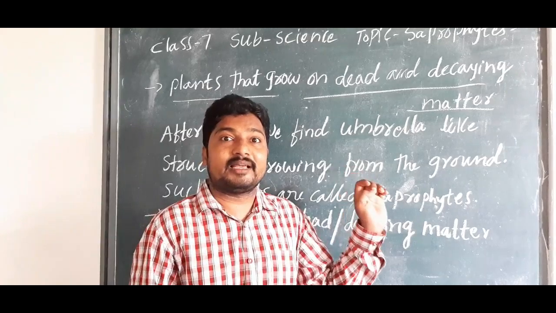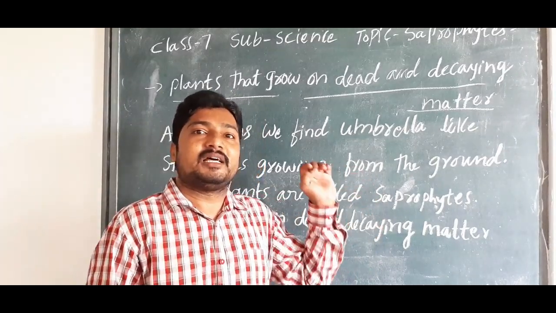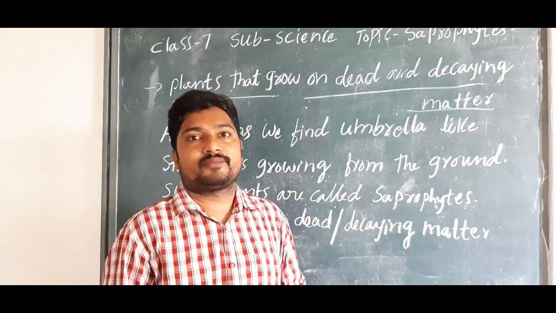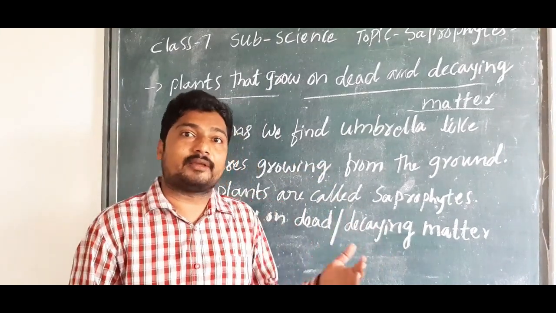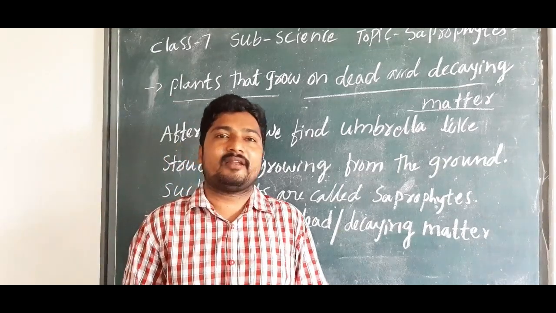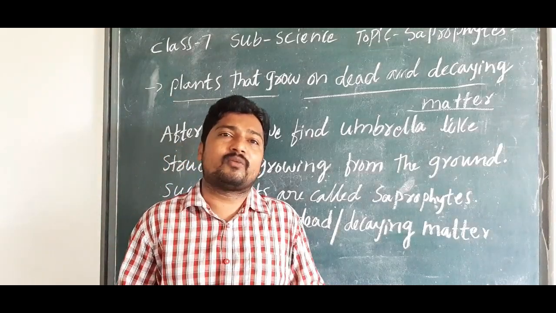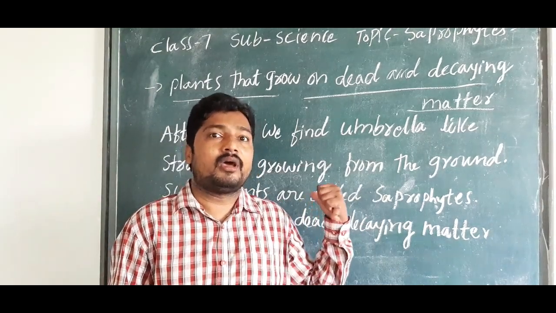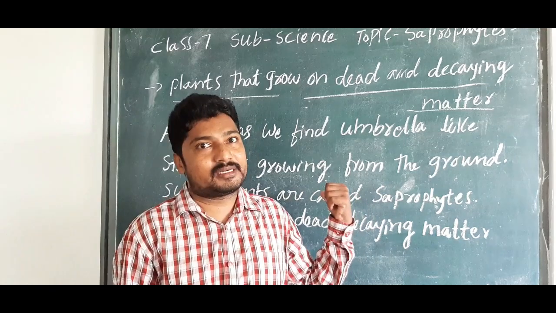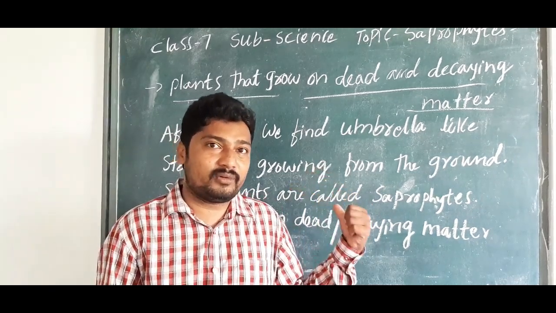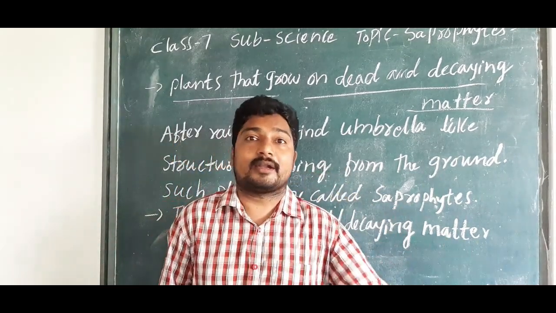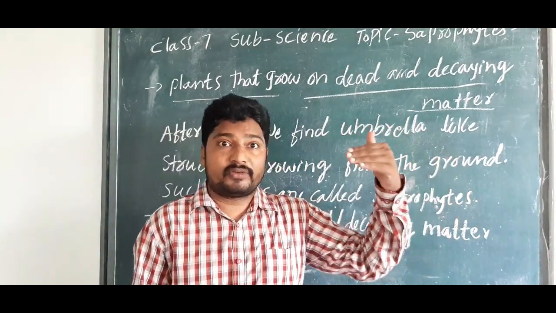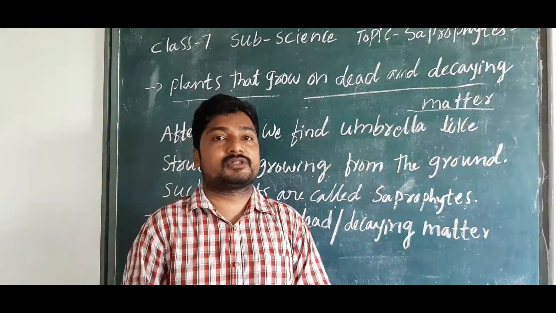So what is the meaning of non-green plants? These types of plants do not have chlorophyll. If they do not have chlorophyll, they cannot prepare their own food. And these types of plants are called heterotrophic plants. They cannot prepare their food. They depend on other organisms, or other plants also.